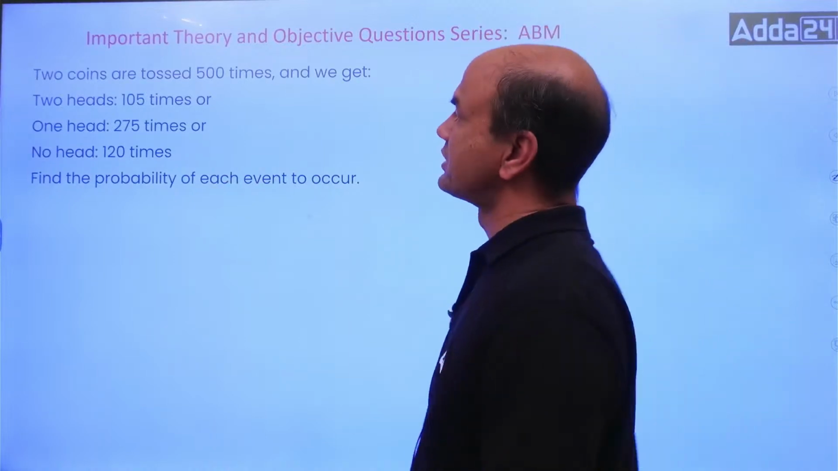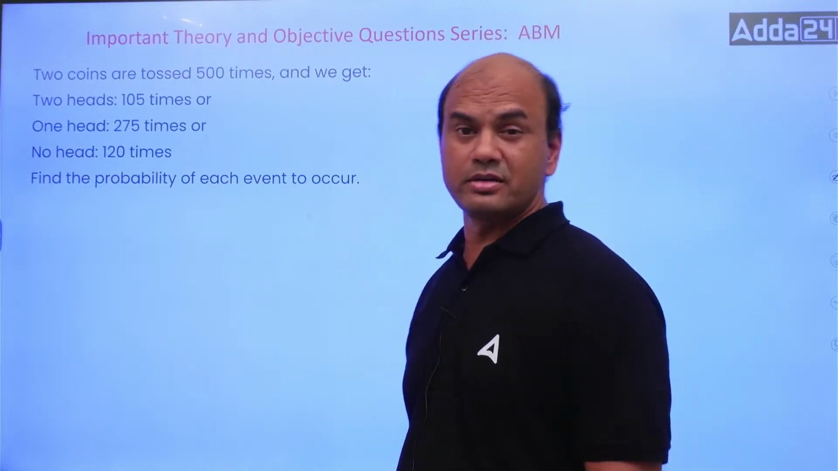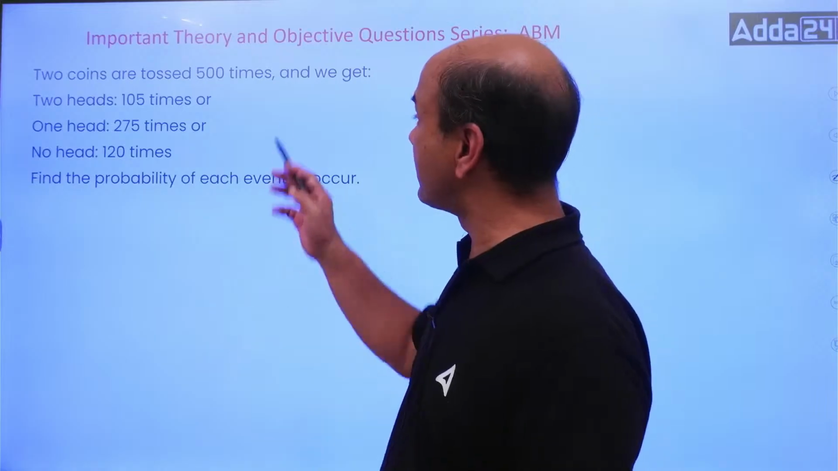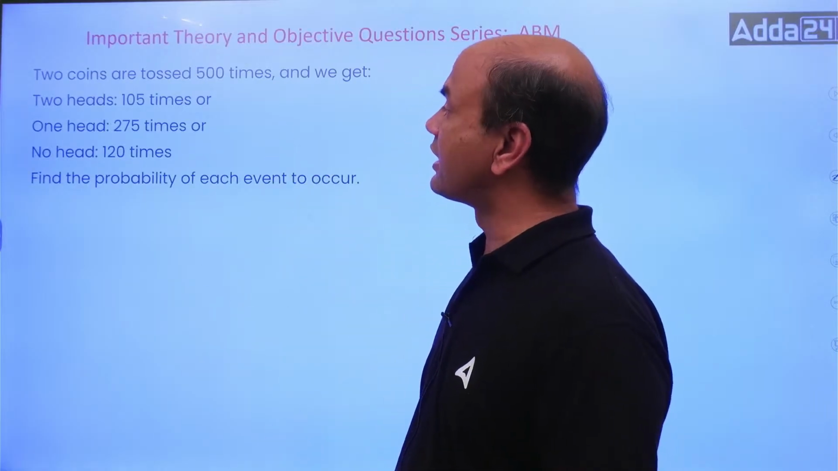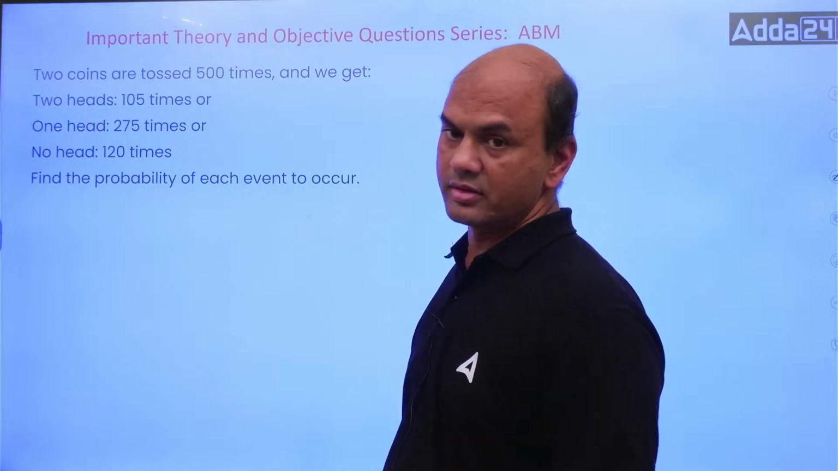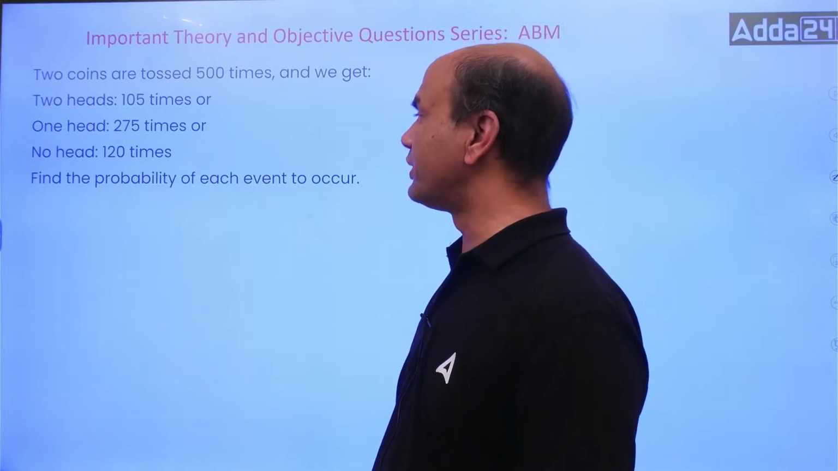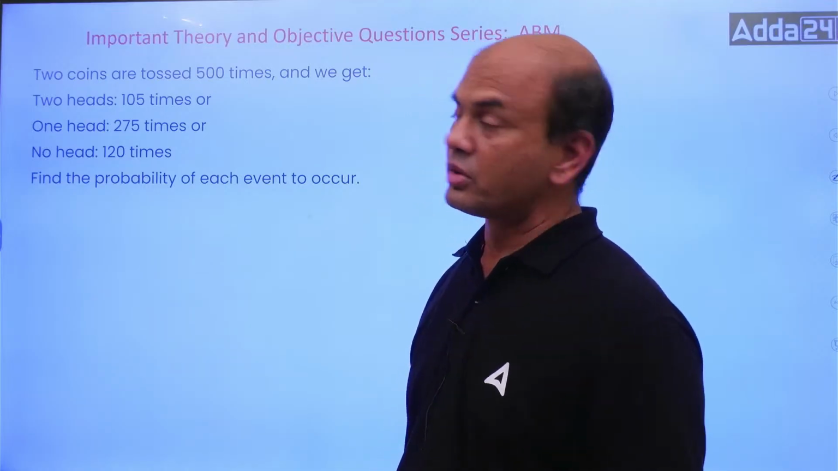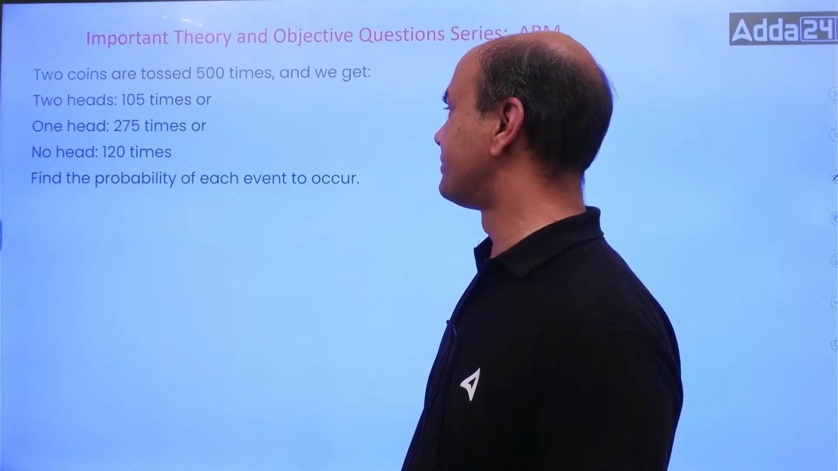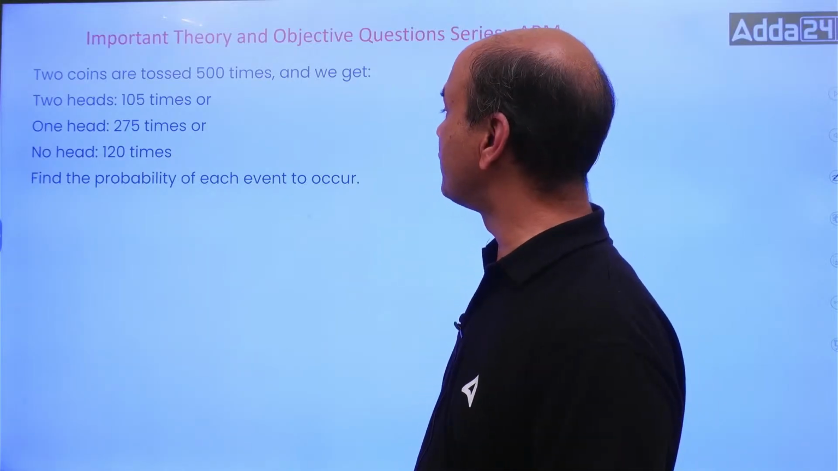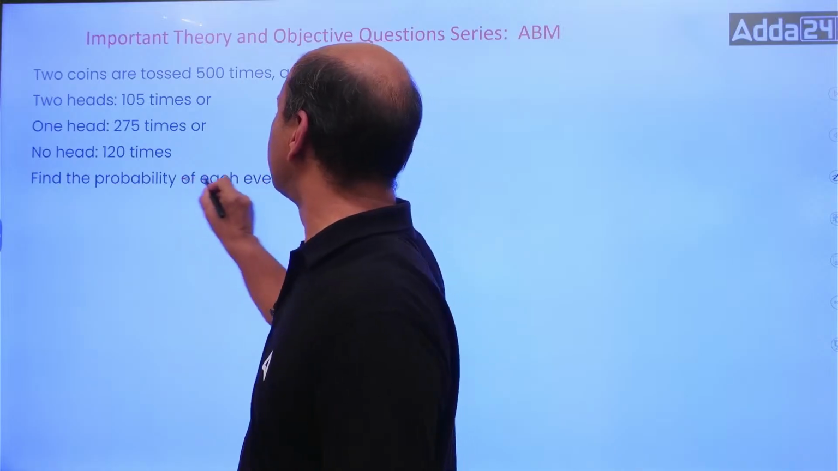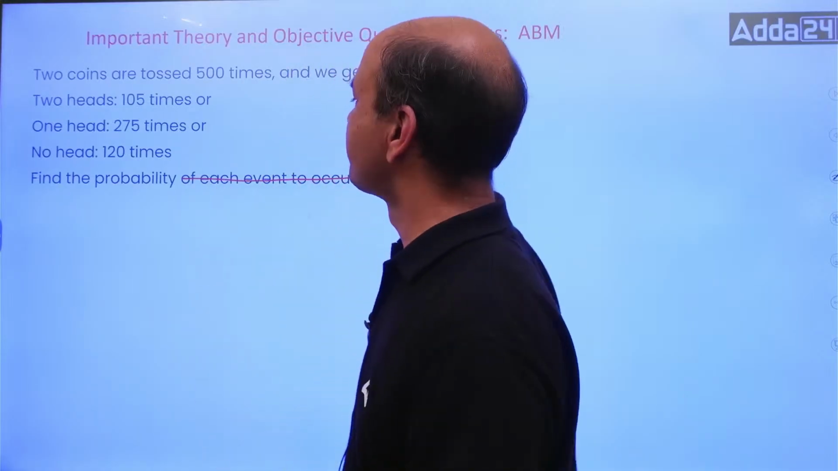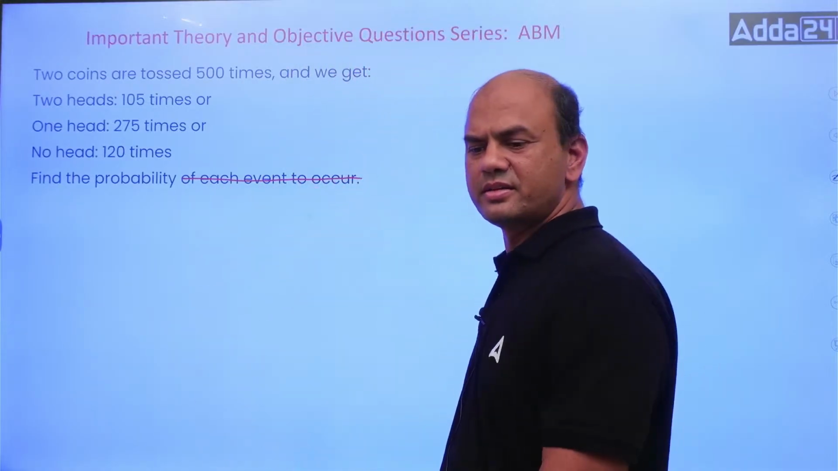Two coins are tossed 500 times. And we get two heads 105 times, or one head 275 times, or no head 120 times. Find the probability of each event to occur. Find the probability, that's it.